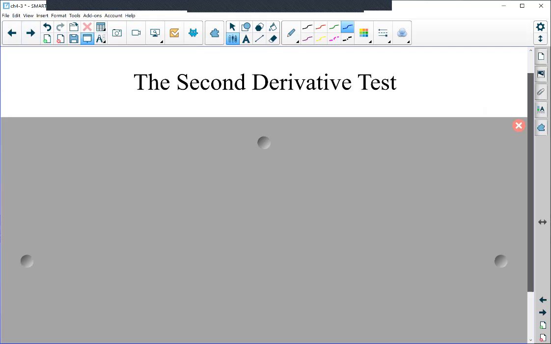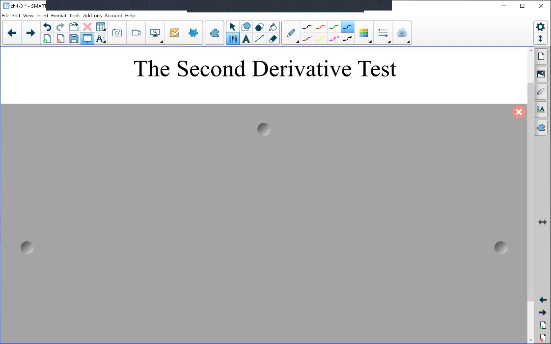All right, here's your second test for the day. The second derivative test. So we went kind of through the first derivative test, and basically that little number line thing we did to tell where it was increasing or decreasing would be great to use with the first derivative test. If you don't like that idea, there's the second derivative test.